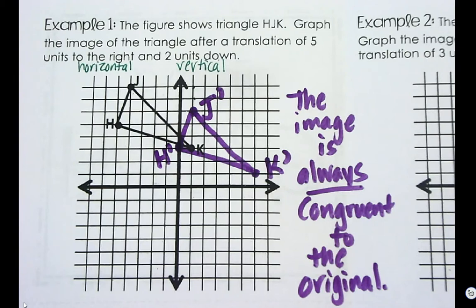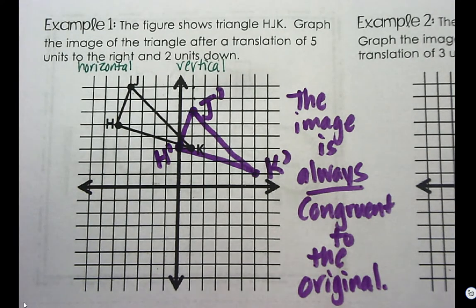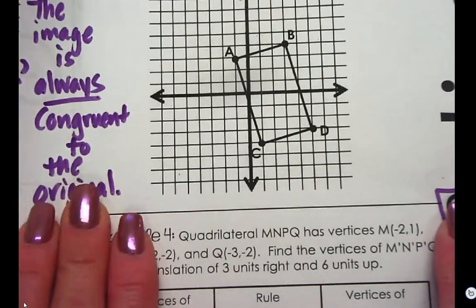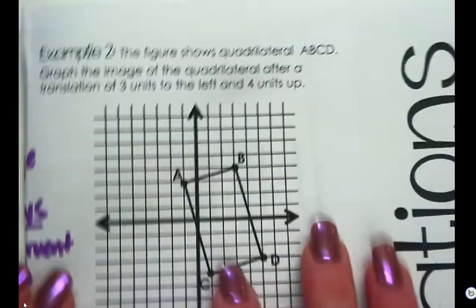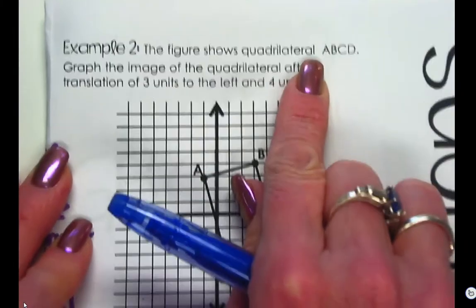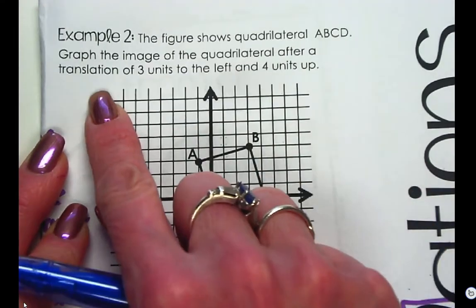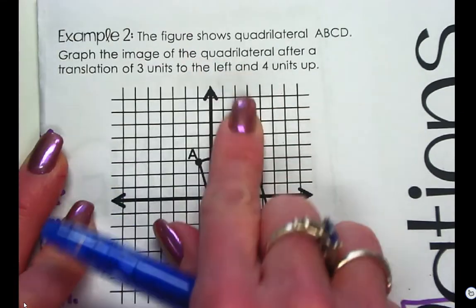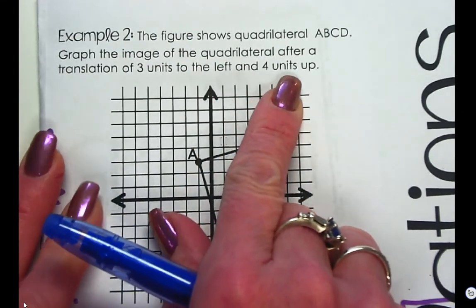All right, now that we've looked at a triangle, our second shape is a quadrilateral. So I'm just going to move over here, fold my paper a little bit so we can see it. So example 2, it shows quadrilateral ABCD. We're going to graph it after a translation of 3 to the left and 4 units up.